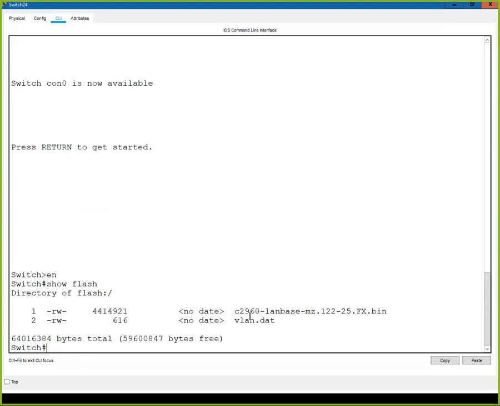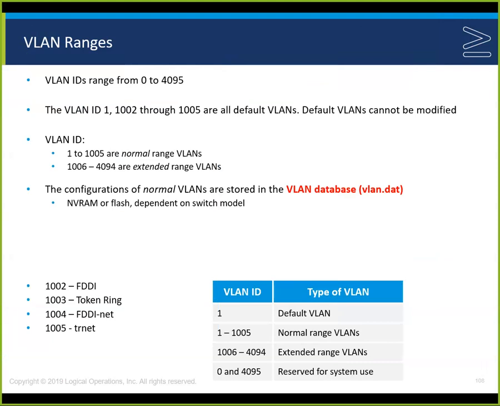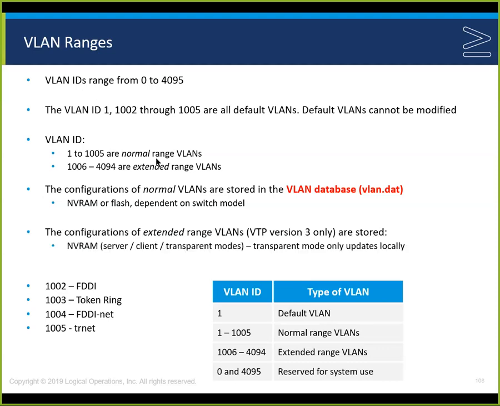So the vlan.dat, in this particular one, the data file for the VLANs, because we made some, is stored in this area. In this case, it's in flash, so it'll be in one of those areas, either NVRAM, non-volatile RAM, where the startup config file is stored, or in flash, dependent upon which switch model we have.